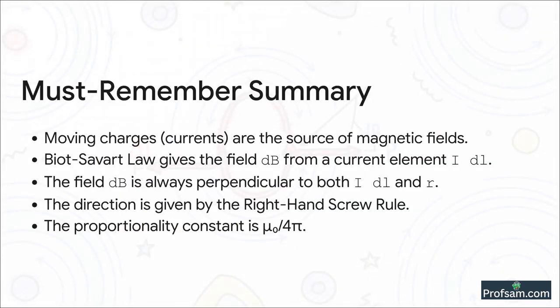So if we have to summarize our entire discussion, here are the 5 golden points you must take away. 1. Moving charges or currents are the source of all magnetic fields. 2. The Biot-Savart Law helps us calculate the field from one tiny piece of that current, IdL. 3. This field, dB, is always perpendicular to both dl and r. 4. Your best friend for finding the direction is the right-hand screw rule. And 5. The constant in the formula is mu naught upon 4 pi. If you just remember these 5 points, you are set.